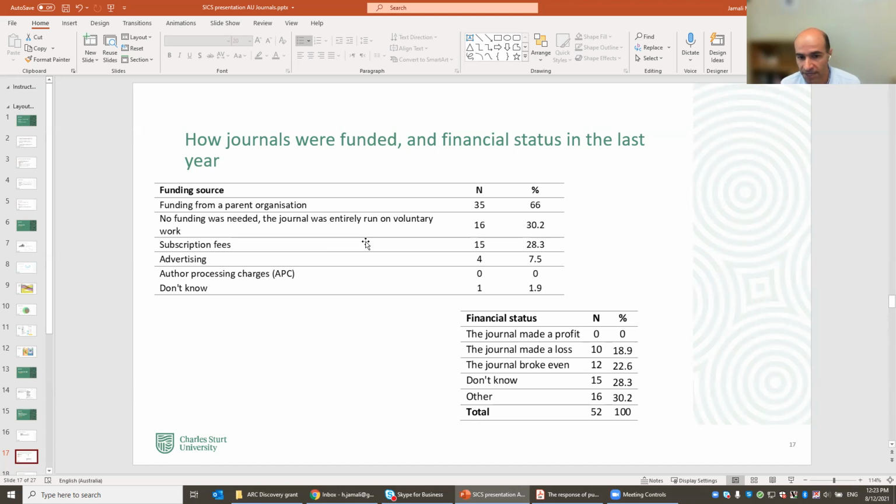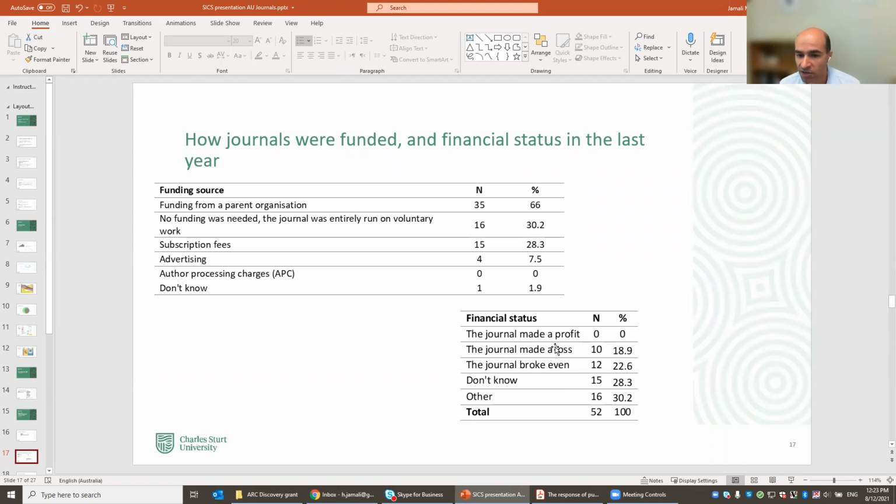We asked them about the financial health in the last year. We said, what happened in the last year? As you can see, no journal made a profit. 10 of them made a loss in the last year. 12 of them said they broke even. Some didn't know because maybe the society or university was managing the finance and the editor wasn't aware of what was going on in terms of finance. And there were other things.